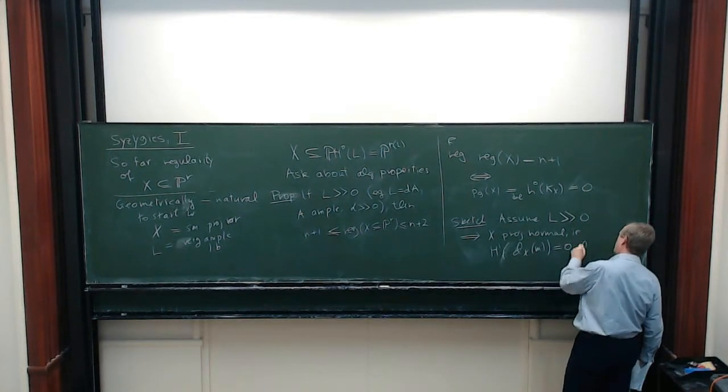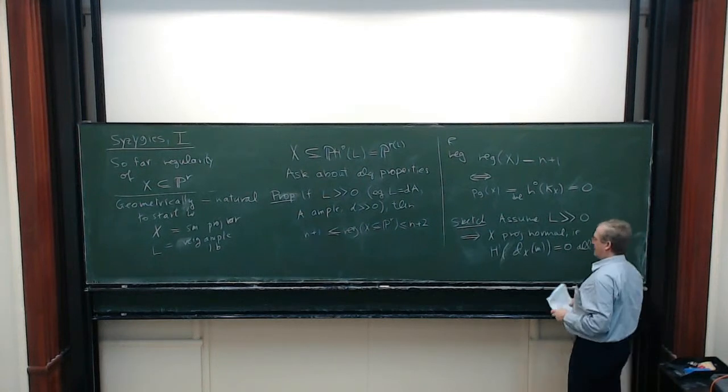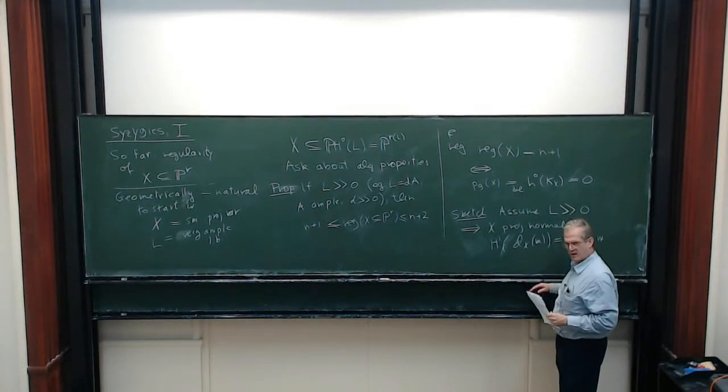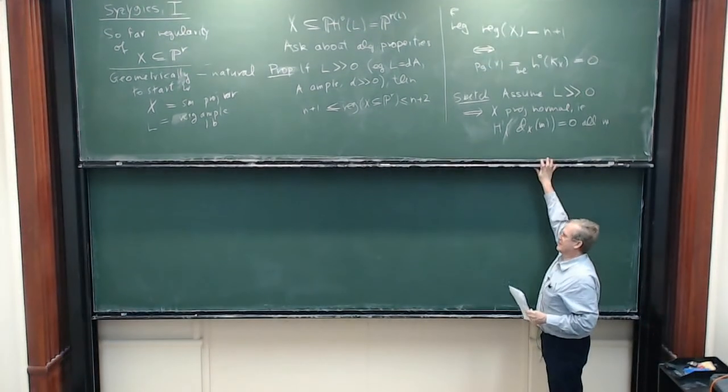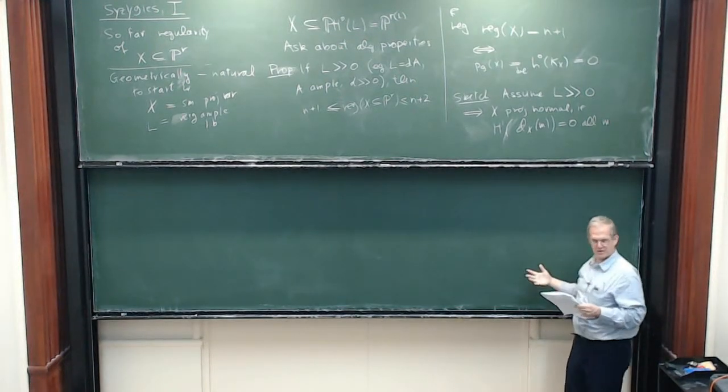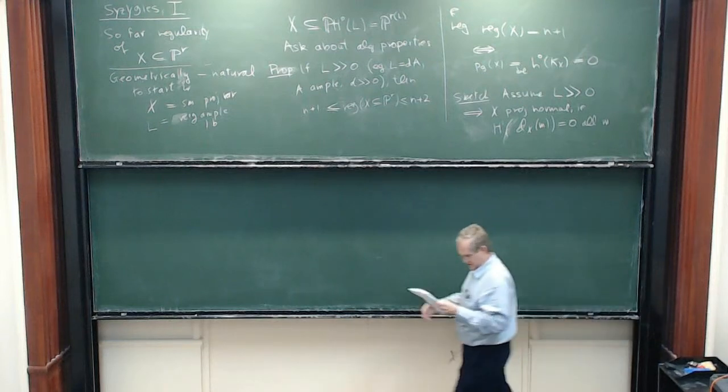is zero for all M. Okay, so you don't have to worry about H1. And then we're back in this situation that I mentioned last time, where the higher cohomology of the ideal sheaf is just determined by the cohomology of the structure sheaf.